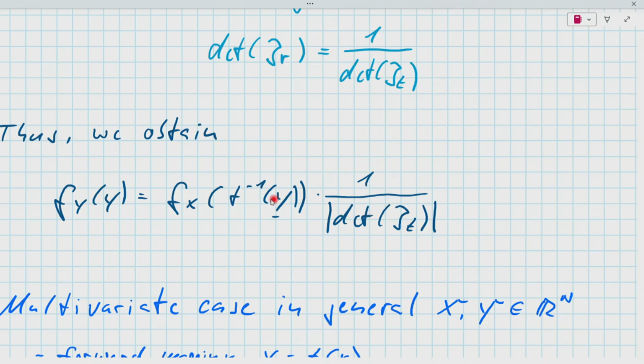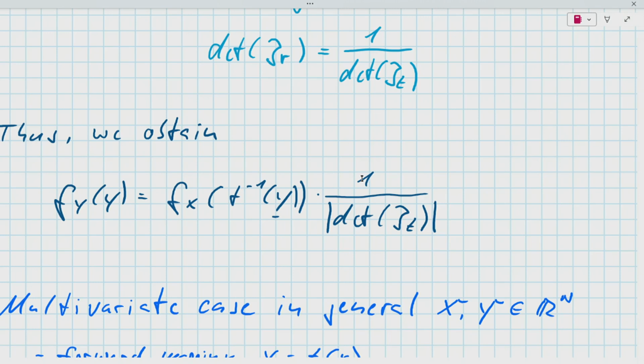Then we can use this alternative representation. So we plug in t to the minus 1 of y into fx, the original, the source density, and then we multiply by 1 over the determinant of Jt. So exactly as in the 1D case, we now have these two formulations. Is that loud enough? Okay. I'll try my best so that you can hear me.